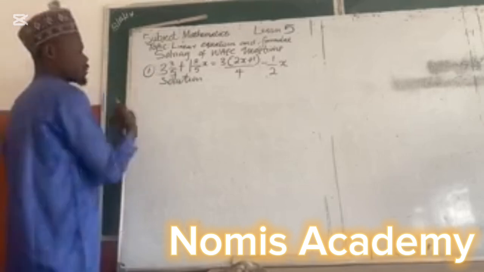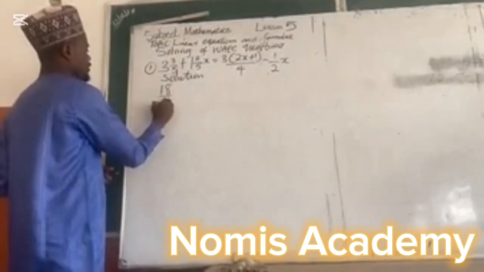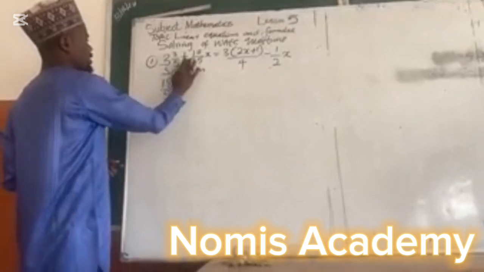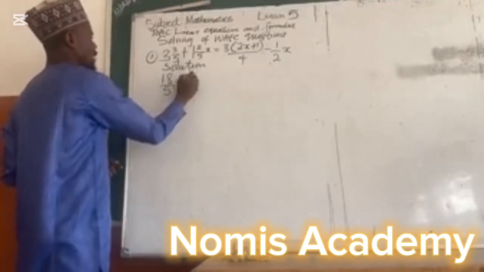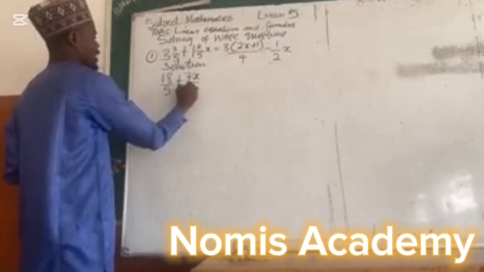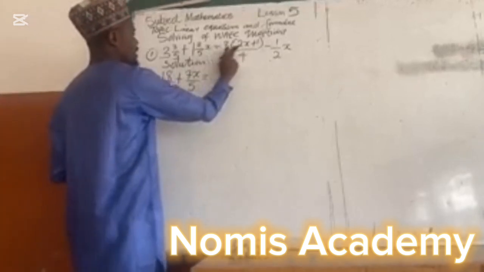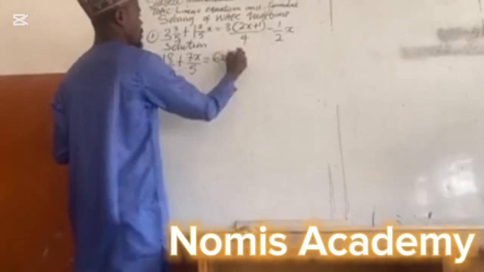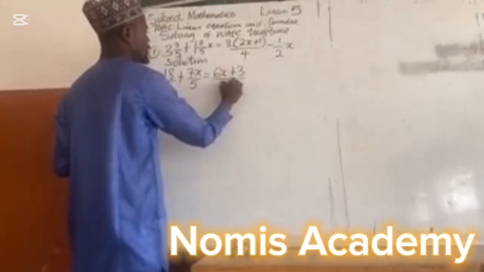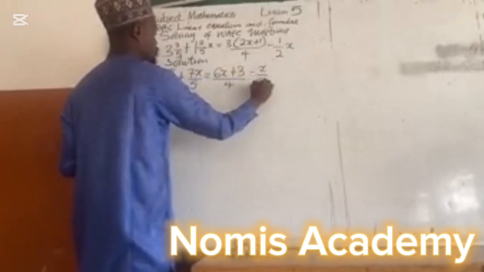3 times 5, you have 15. 15 plus 3, you have 18 all over 5. Plus 1 times 5, you have 5. 5 plus 2, you have 7x all over 5, is equal to 3 times 2, we have 6x plus 3 times 1, we have 3, all over 4, minus 1 times x, we have x over 2.